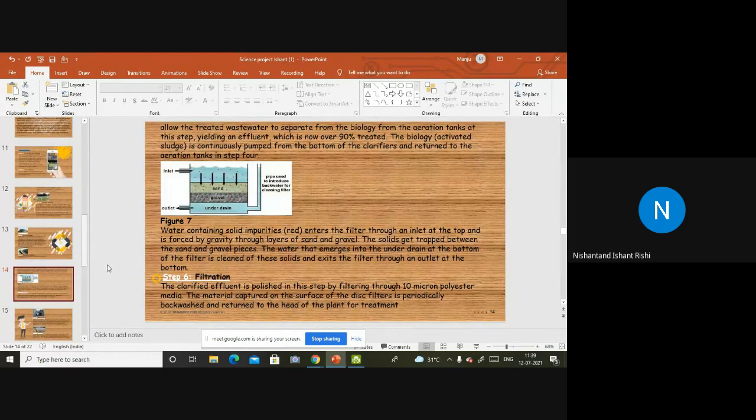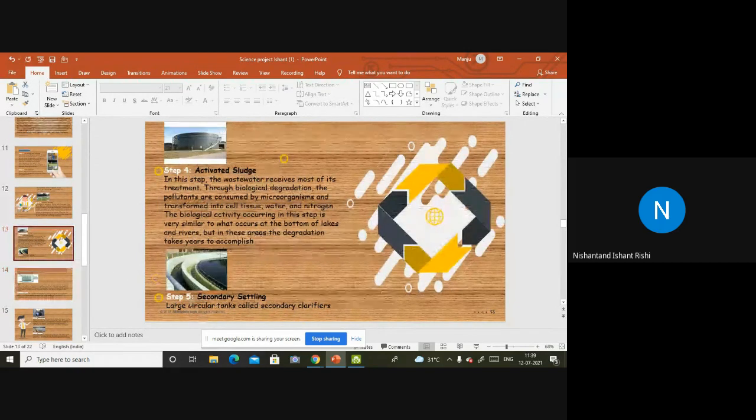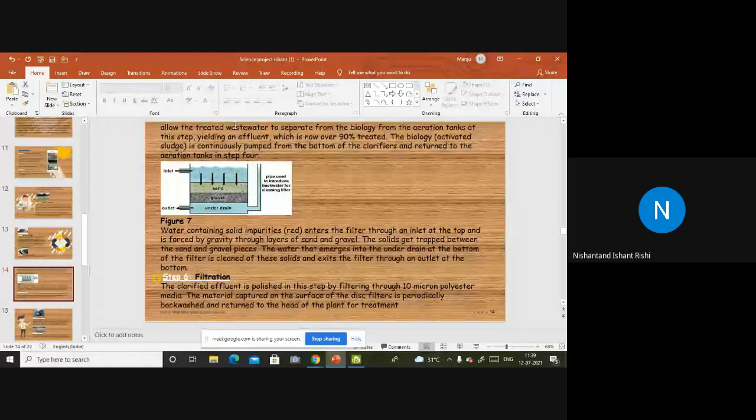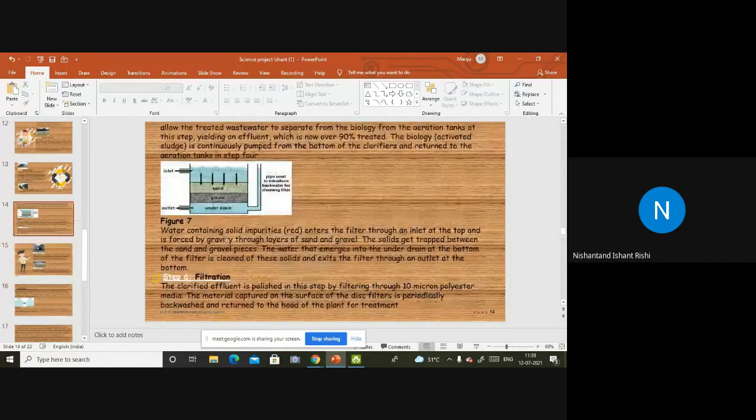Step 5, secondary settling. Large circular tanks called secondary clarifiers allow treated wastewater to separate from the biology from the aeration tanks at this step, yielding an effluent which is now over 90% treated. The biology, activated sludge, is continuously pumped from the bottom of the clarifiers and returned to the aeration tanks in step 4.